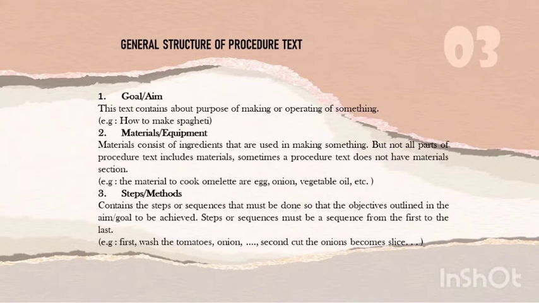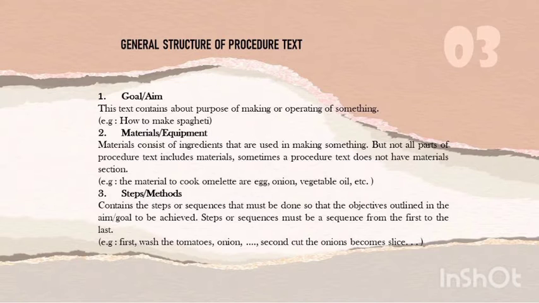Procedure texts have three general structures: goal or aim, and then materials or equipment, and then steps or methods. First, goal or aim. This text contains the purpose of making or operating something. Example: how to make spaghetti. And the second, materials or equipment.